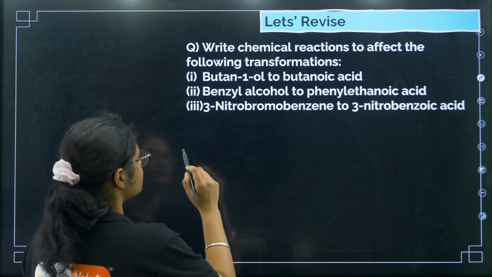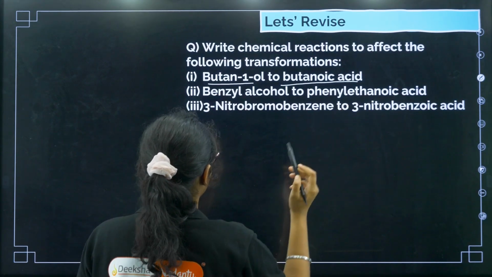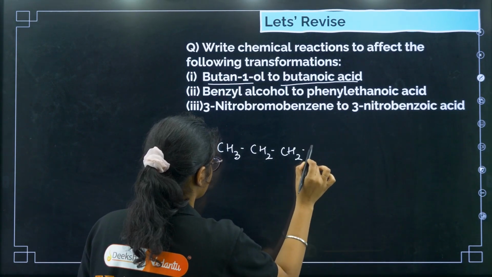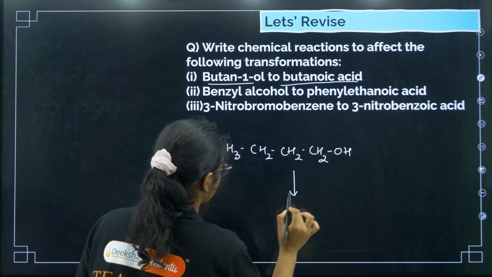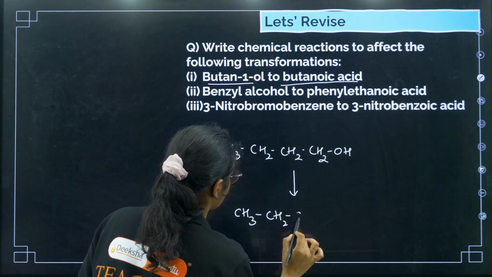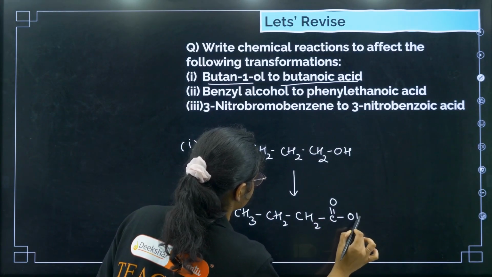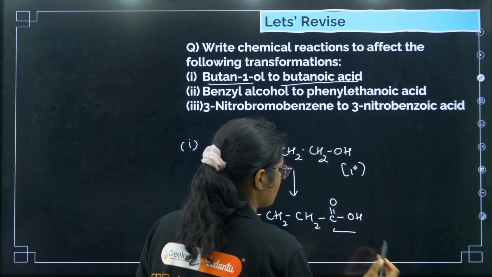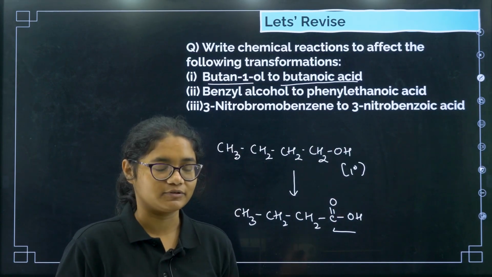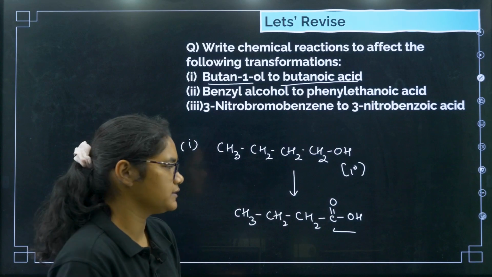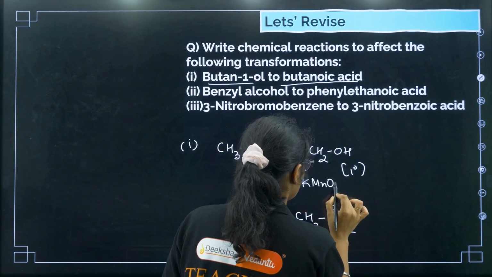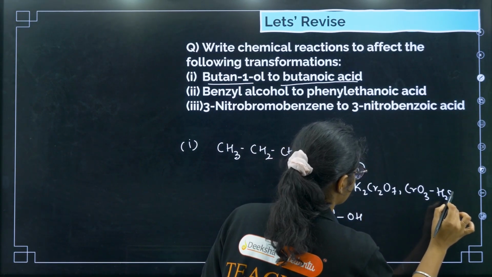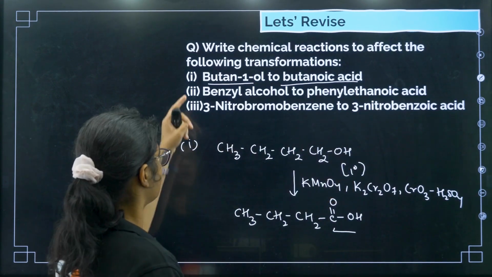Coming to the first one: butan-1-ol to butanoic acid. You have butan-1-ol, and it needs to be converted to butanoic acid. The number of carbons is the same, so it is directly the oxidation of primary alcohol to carboxylic acid, and we know primary alcohols are oxidized to carboxylic acid by a strong oxidizing agent. What are the strong oxidizing agents? You can have KMnO4, or K2Cr2O7, or CrO3 with H2SO4, the Jones reagent. All of these can easily convert this one to this one.